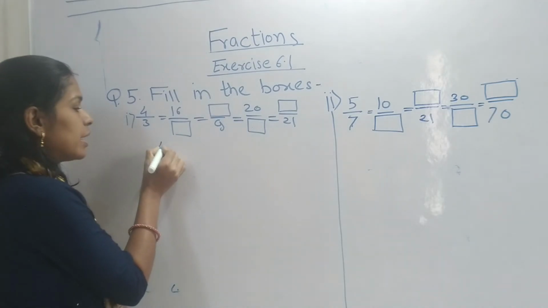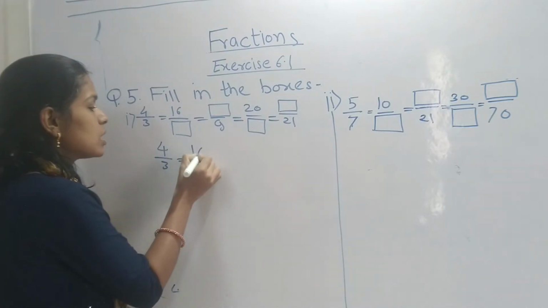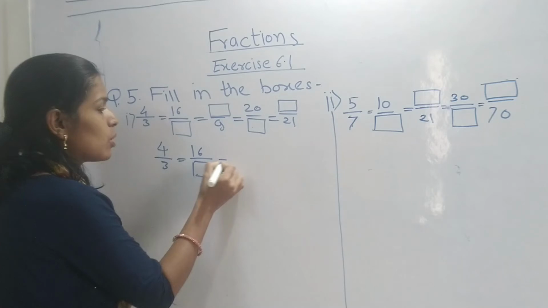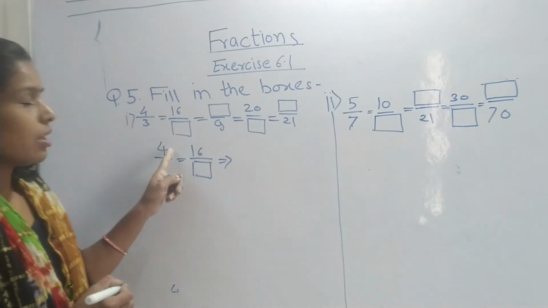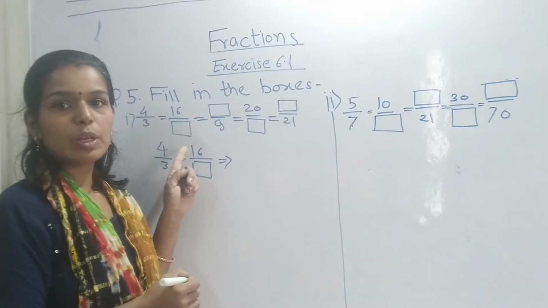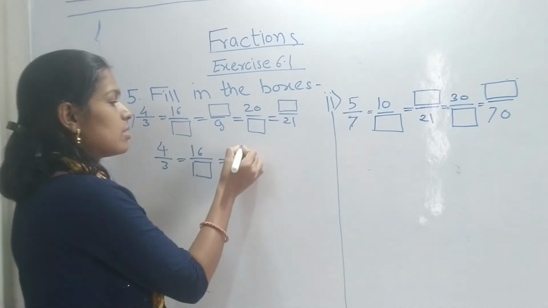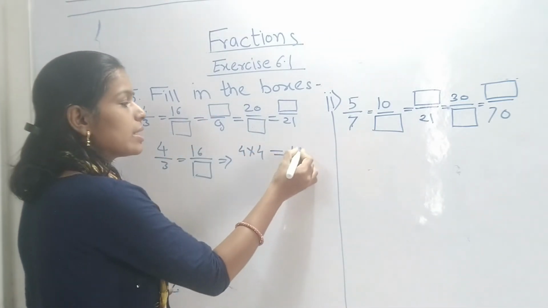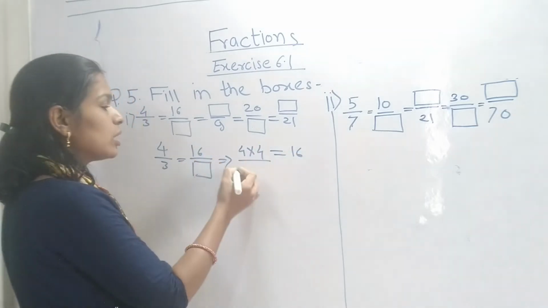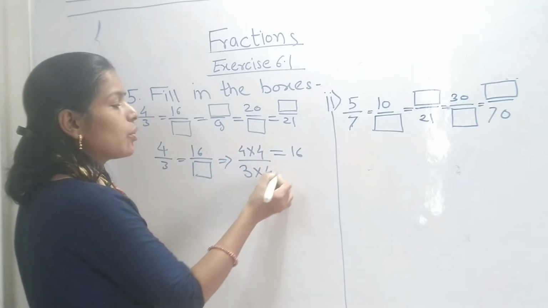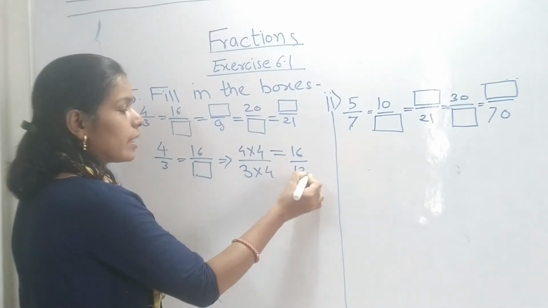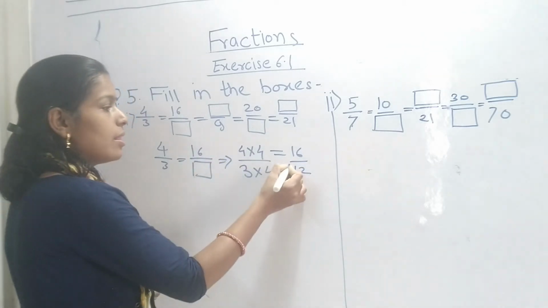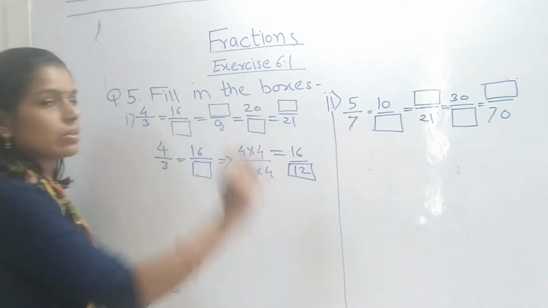See here. Firstly we will write 4 by 3 is equal to 16 upon this box. The value of this box we have to find. Here we know that 16 is a multiple of 4. 4 4s are 16, so if we multiply 4 by 4, we will get 16. So the denominator also multiply by 4. Then you will get 3 4s are 12. So 16 upon 12 is the answer for the first fraction.